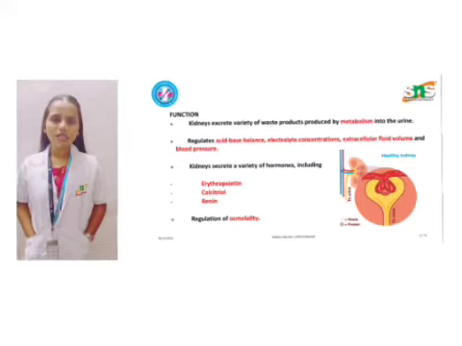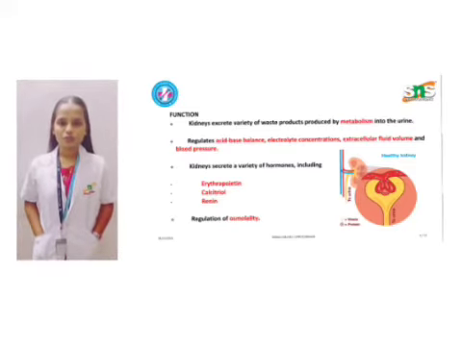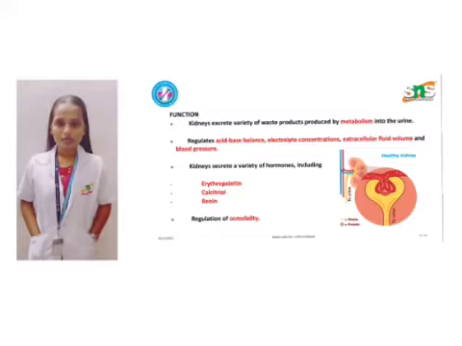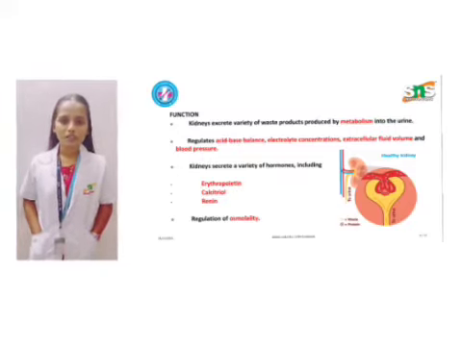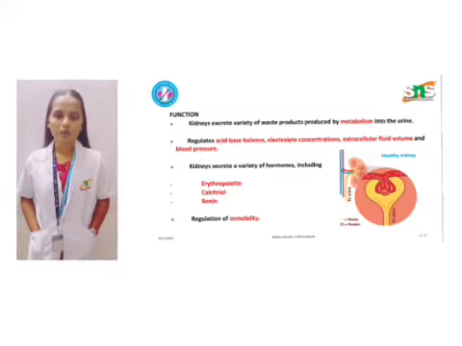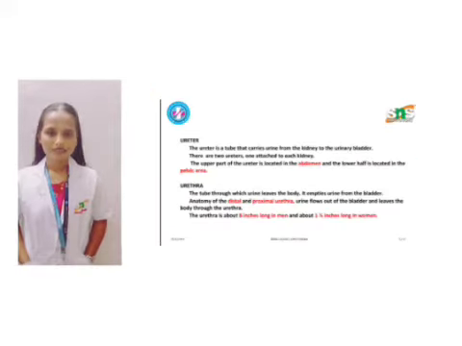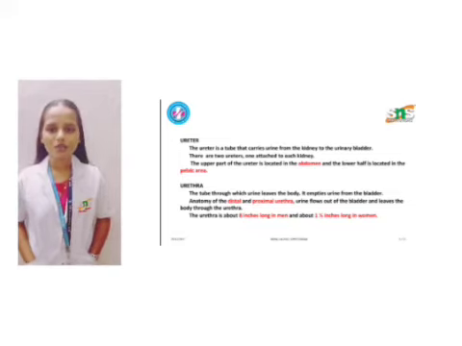Functions of the kidney. Kidneys excrete a variety of waste products produced by metabolism into the urine, and regulate acid-base balance, electrolyte concentration, extracellular fluid volume, and blood pressure. Kidneys also secrete a variety of hormones including erythropoietin, calcitriol, and renin. Regulation of osmolarity. Ureter. The ureter is a tube that carries urine from the kidney to the urinary bladder.